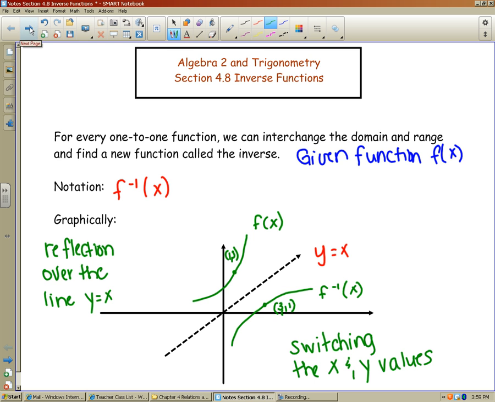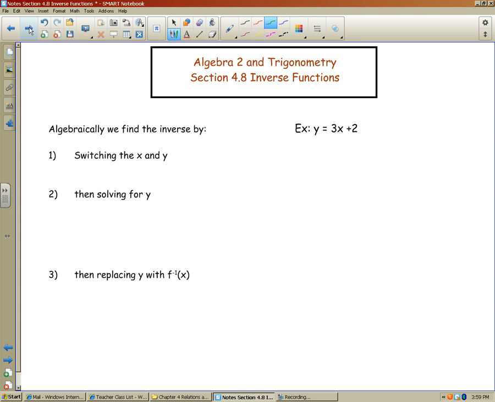Next page. How do we find the inverse of an equation? So if we're given a function such as y equals 3x plus 2, the first step is to switch the x and the y. Now if you were given f of x here, you have to remember that f of x is y. Okay, so the first thing that we do is switch x and y. X equals 3y plus 2.